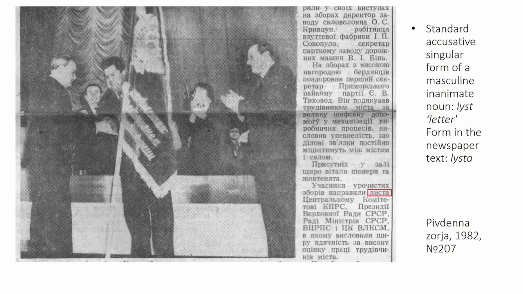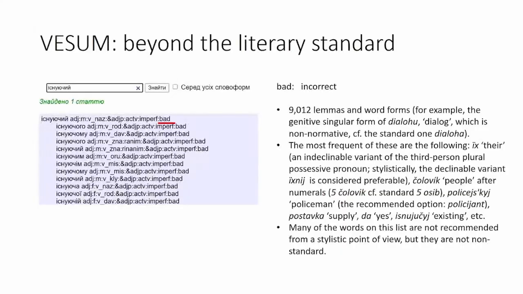Standard will be napravili list, but in many texts we have this second accusative form. And now we will look at the tags which we have for different groups of non-standard lemmas and word forms in the Vesum. The most frequent tag is bad.